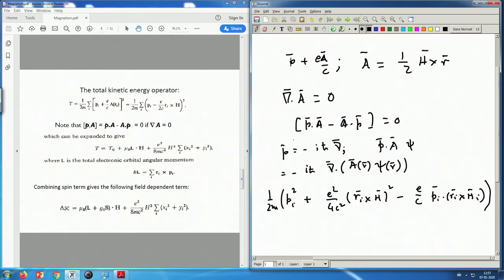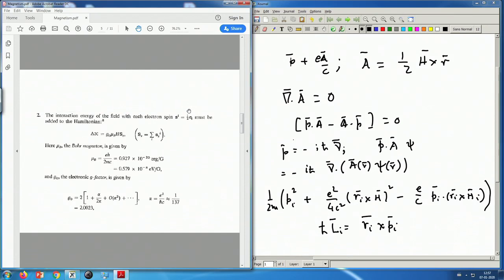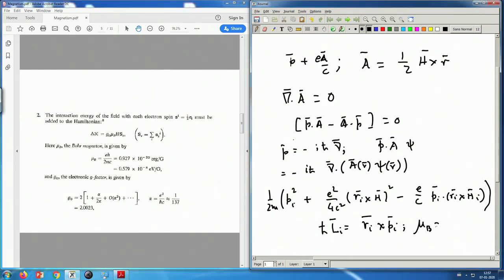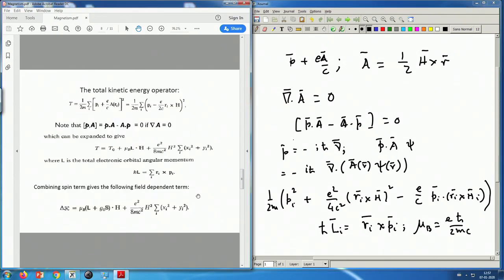So, this kind of term, you now write in terms of the well known angular momentum operator, which is L_i, for example, is r_i cross p_i. Okay. So, if you do that, then remember your mu_B was e h-bar by 2mc. So, mu_B equal to e h-bar by 2mc. I'll put this all in, and you will get a Hamiltonian, which is exactly what is written here, which is the change in the Hamiltonian.